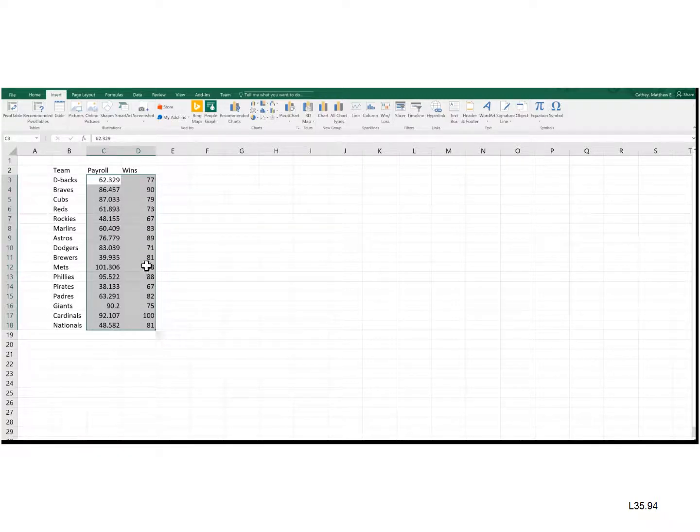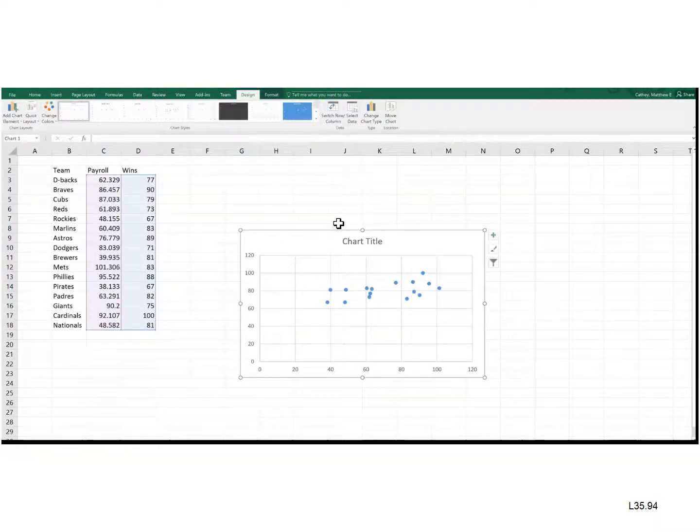So I'm going to select all my data. I'm going to go to Insert up here at the top, and I'm going to choose a scatter plot. There it is. If there is a linear relationship, it doesn't look like it's terribly strong. I do see that the points do tend to go up as we move from left to right, so I think there might be a slight positive correlation.